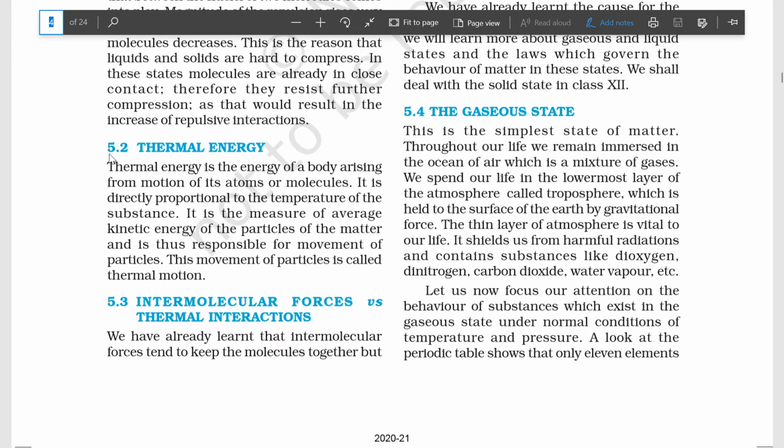Today we are going to study thermal energy. This also plays an important role in cracking IIT.